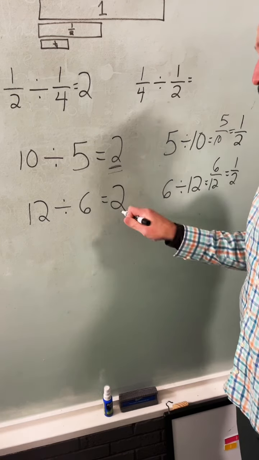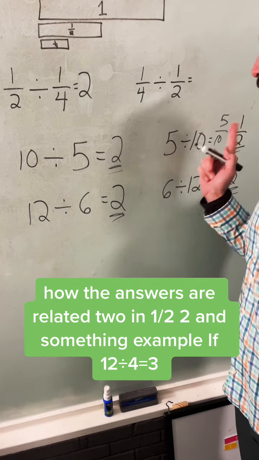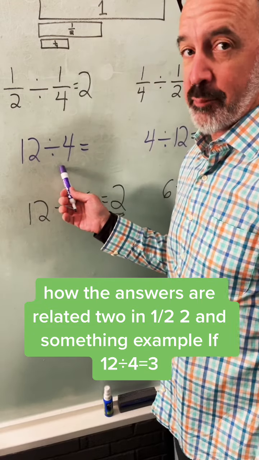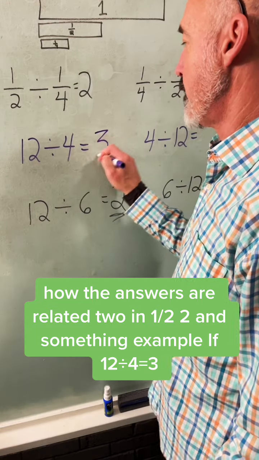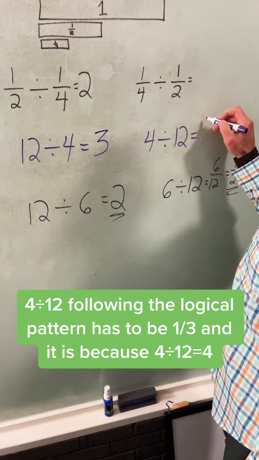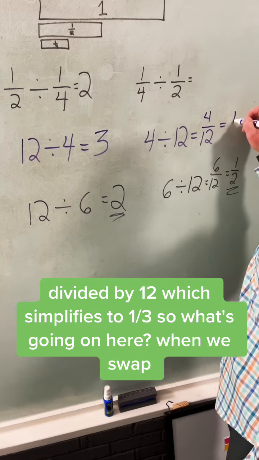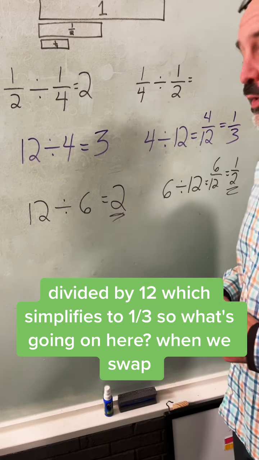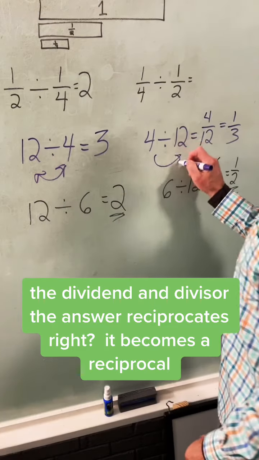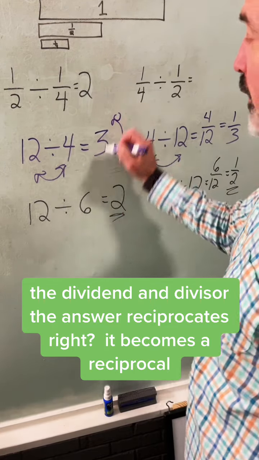Notice how the answers are related, 2 and 1/2, 2 and something. Last example, if 12 divided by 4 is 3, 4 divided by 12, following the logical pattern, has to be 1/3, and it is because 4 divided by 12 simplifies to 1/3. So what's going on here? When we swap the dividend and divisor, the answer reciprocates, right? It becomes a reciprocal.